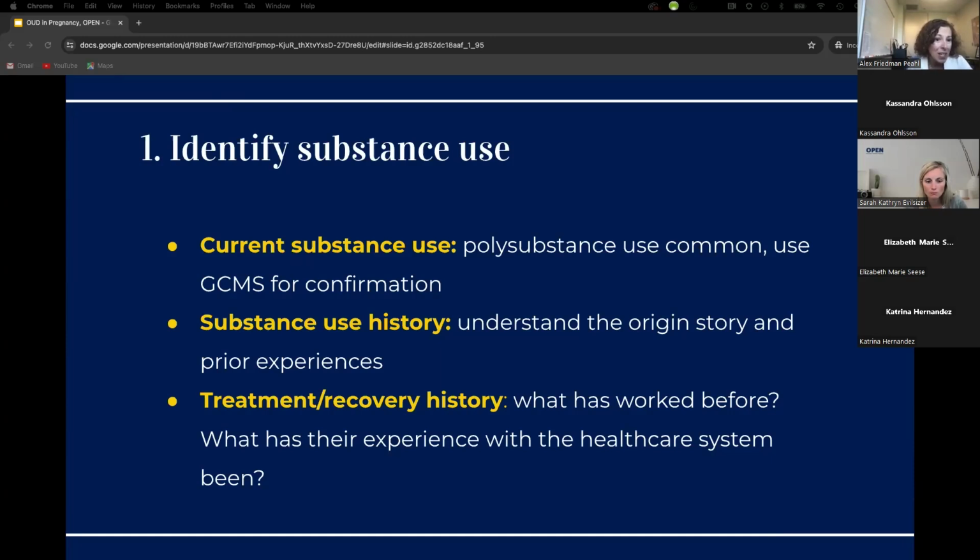Also, understanding what have they tried before for treatment? What has recovery looked like in the past if this has been part of their life? And what has their experience with the healthcare system been? How are they coming into this moment with you today?